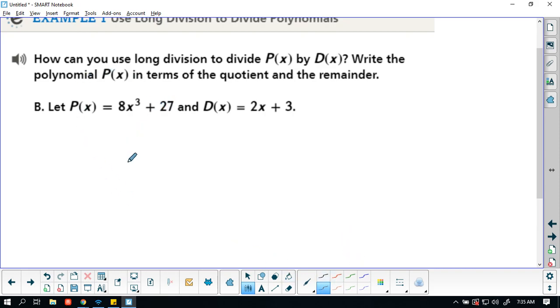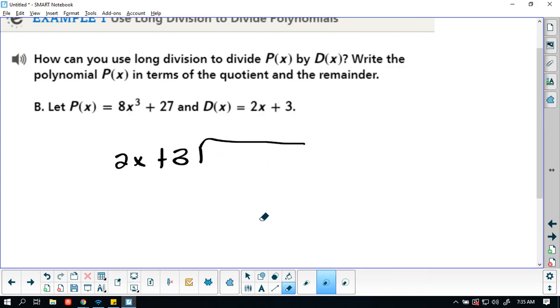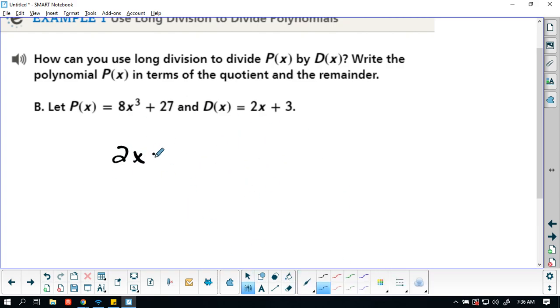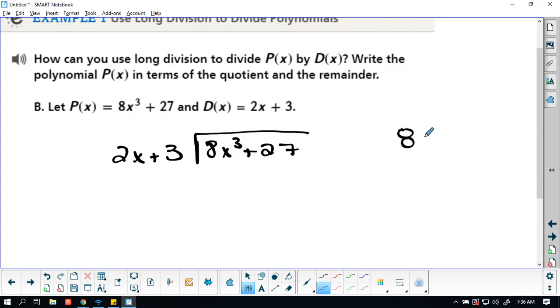All right, so in this one, we are looking again at P of x divided by D of x. Let me clean this up a little bit. I just didn't like how that wrote out. So we have 8x cubed plus 27. All right, so again, I'm going to follow the algorithm. I'm going to do 8x cubed divided by 2x, and we get 4x squared.